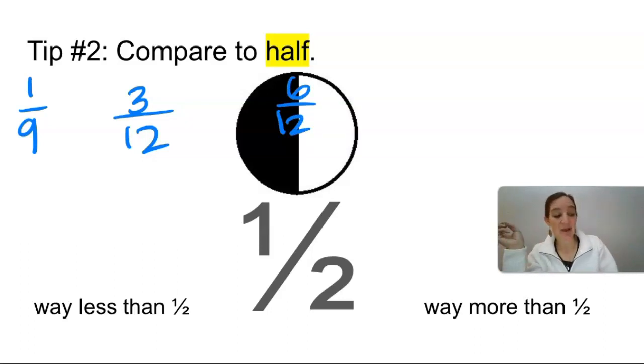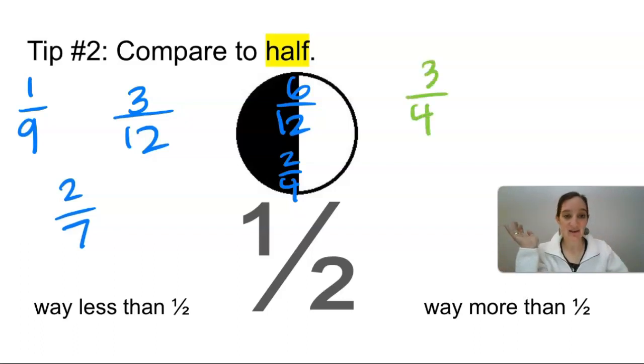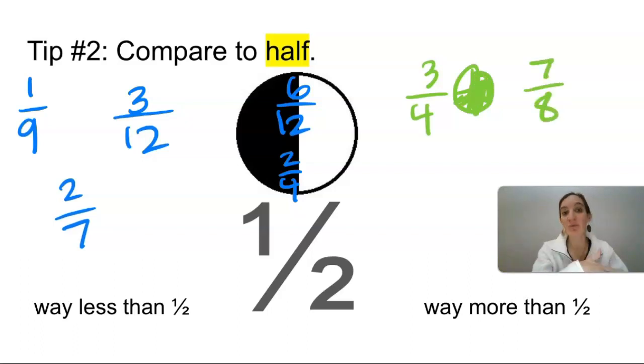So another example might be 2/7. Again, that's way less than half because 2/4 is exactly half. And then some fractions that are way bigger than half might be like 3/4, right? 3/4 is definitely more than half because it's almost a whole. 7/8 is again almost a whole. Give me another one. 9/10. Thank you.